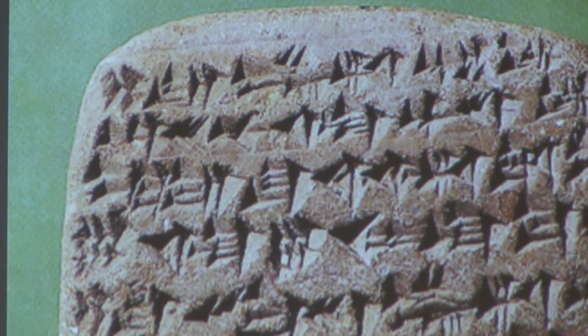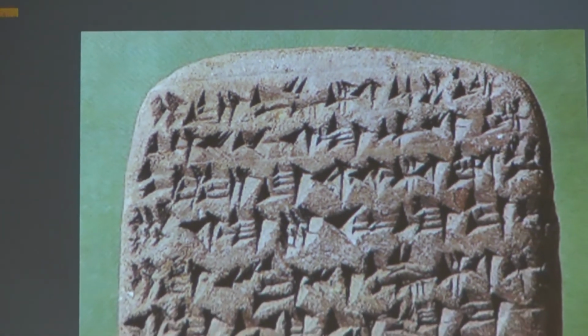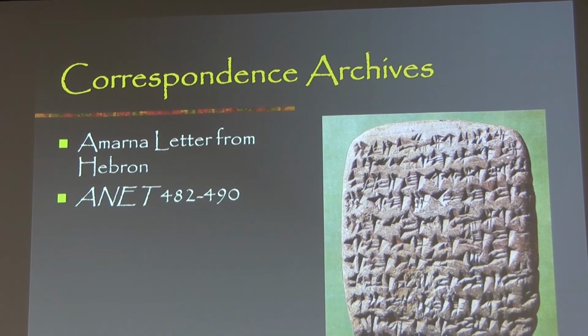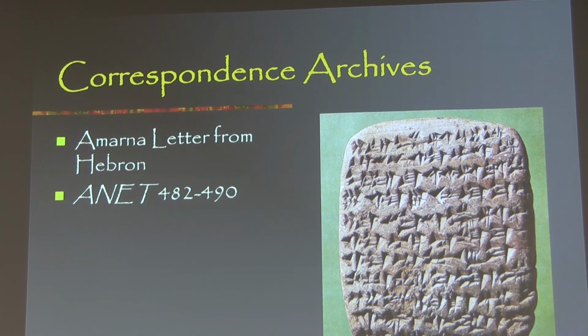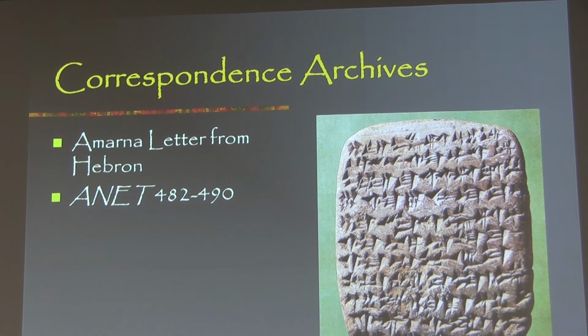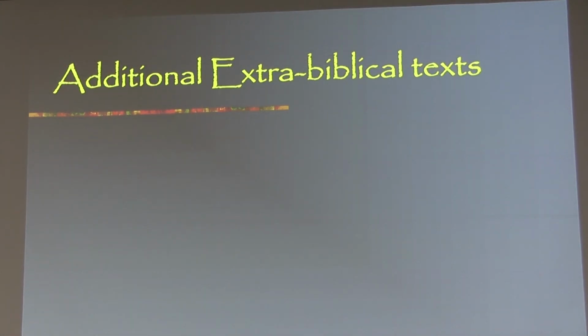The archives that were found at Amarna, one example of many. ANET stands for Ancient Near Eastern Texts, a very classic volume that collects many, many of these things. Those are the page numbers there. But this particular one in cuneiform mentions the place Hebron. So all those are tremendously helpful for us.